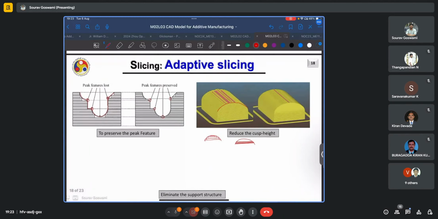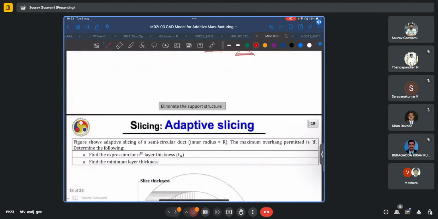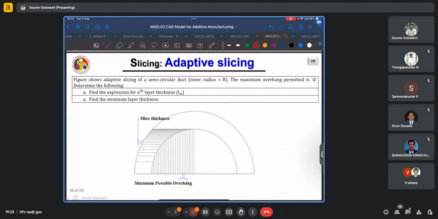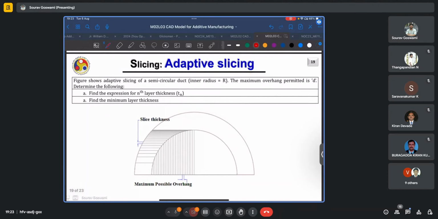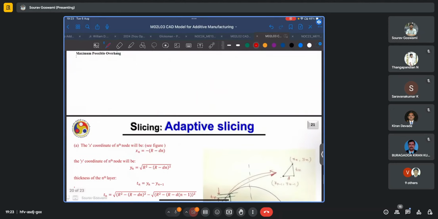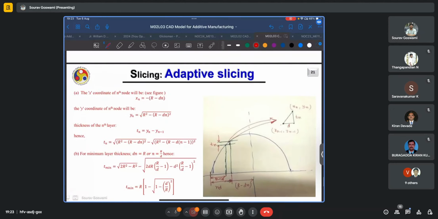And it can be used to eliminate the support structures altogether, as Professor Kapil has demonstrated. There's also this very illustrative example which comes with a full solution. So I will not iterate it again.